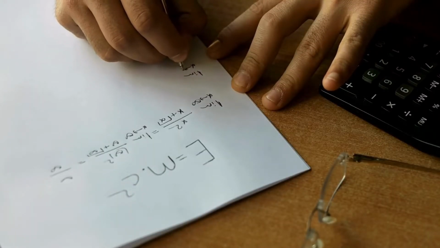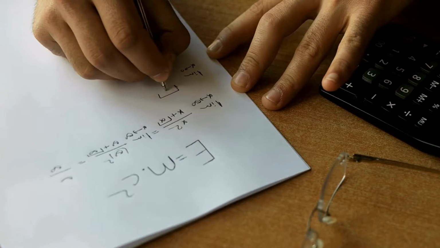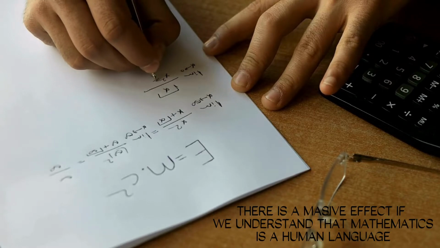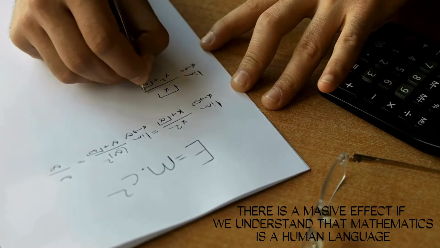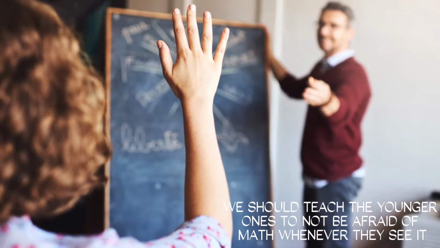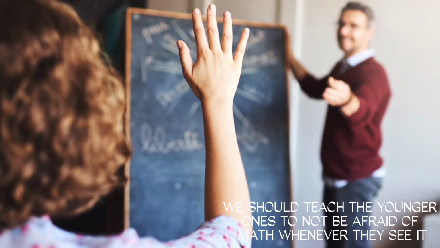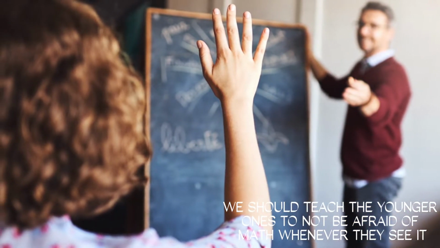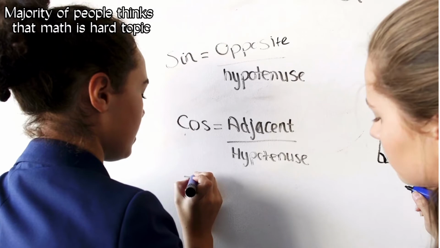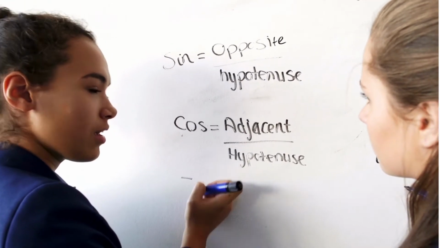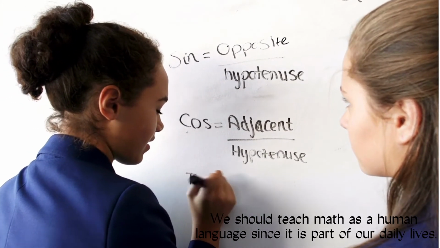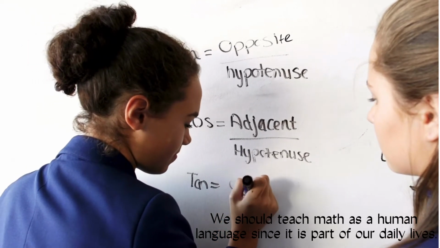So, to sum up my learning experiences and the learning experiences of my group, we have come to the conclusion that there is really a massive effect if we understand that mathematics is a human language, and if we, older people, teach the younger ones that they do not have to be afraid of math. If they see a complicated numerical example, they can simply translate it into human language. The majority of people have the mindset that mathematics is a hard topic, but since mathematics is a part of our daily life, we should teach math as a human language. Having this mindset will definitely help us and have a great impact in our modern world.